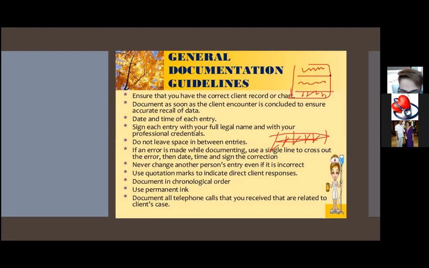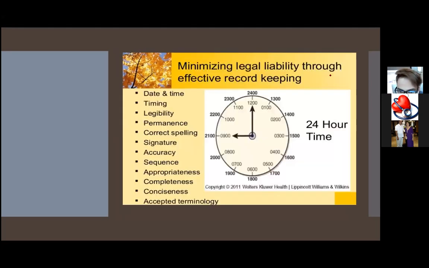If an error is made while documenting, use a single line to cross it out, like what I showed earlier. Never change another person's entry even if it's incorrect. Use quotation marks to indicate a direct response. Document in chronological order. Use permanent ink. Don't use a pen that can be erased. Then document all telephone calls. This minimizes legal liability.